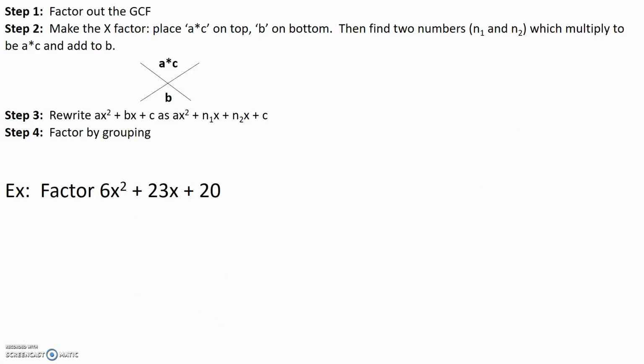Next example, let's factor 6x squared plus 23x plus 20. Between 6, 23, and 20, we have no greatest common factor. So step 1 is done. Step 2, let's make the x factor. On top of the x factor, we will multiply a times c. 6 times 20 is 120. And on the bottom, we will put 23. We need to find two numbers that multiply to be 120 and add to be 23.